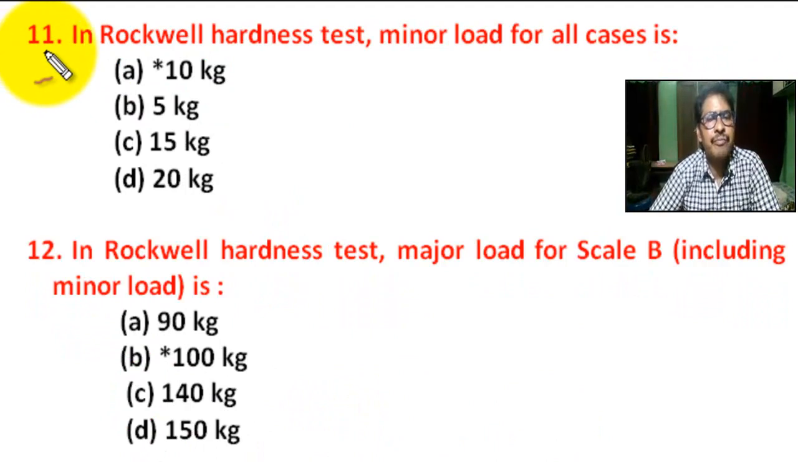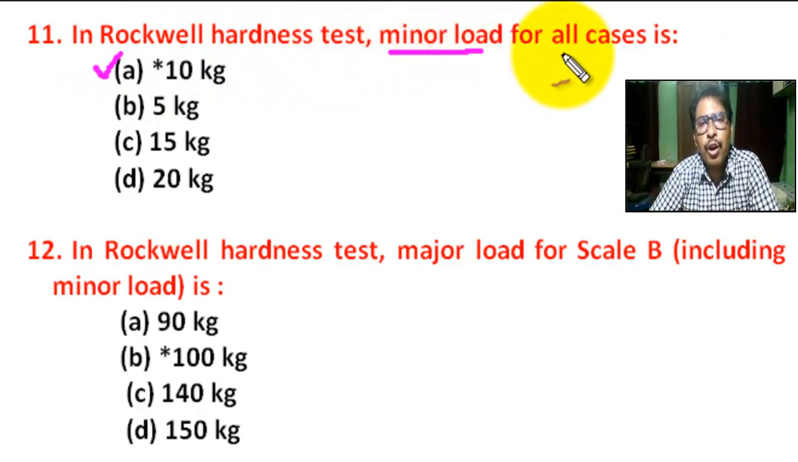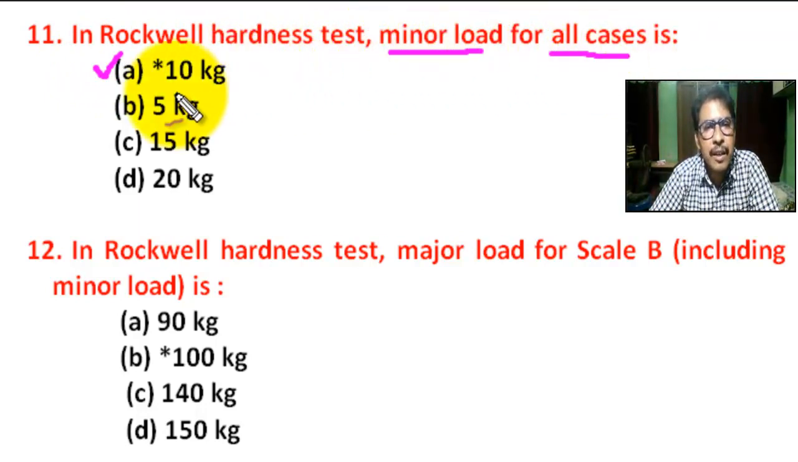Question number 11. In Rockwell hardness testing machine, minor load for all cases is. There are 4 options. Correct answer is A. For Rockwell hardness testing machine, minor load for all cases is 10 kg.